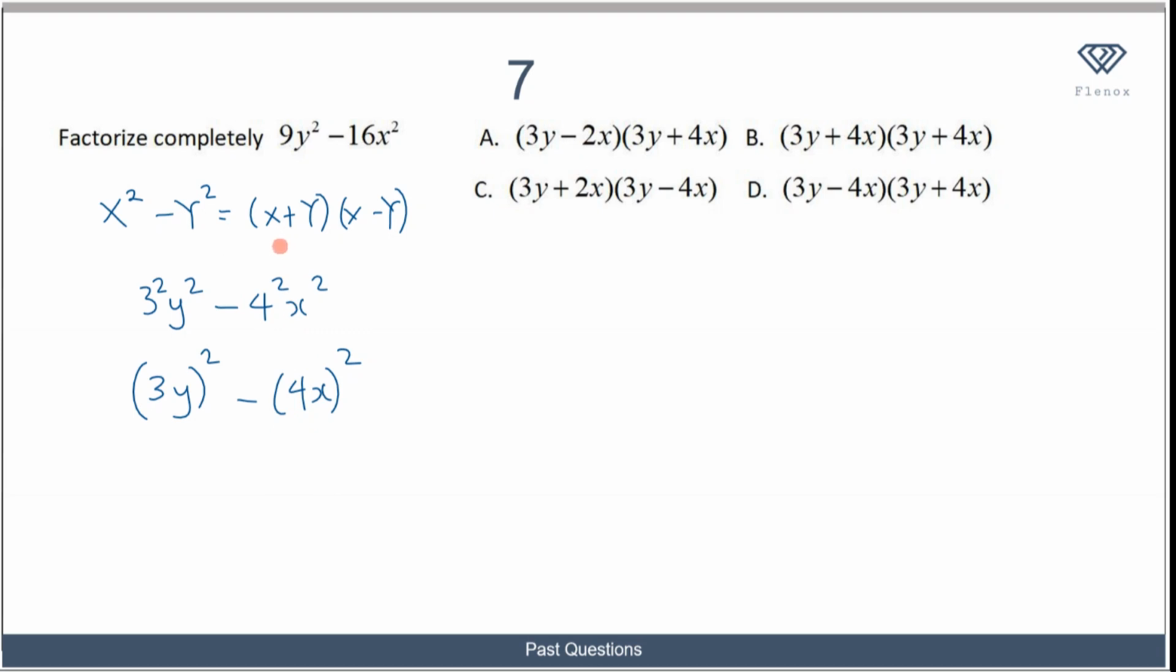So now I can apply this formula. It says I first sum the two terms and I multiply it by the difference between them. So this will be equal to what? 3y plus 4x times 3y minus 4x. So that is the answer. Which option corresponds to this? If you look carefully, you see that that is option D, in which you have 3y minus 4x, this term corresponds to this, and you have 3y plus 4x, this term corresponds to this. The order does not matter since it's a product. So the correct option to this question is option D.